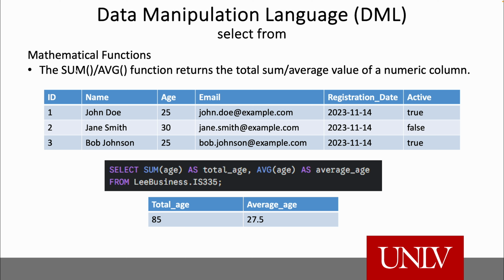The SUM function and AVG function are also very popular. They return the total sum or the average value of numeric columns. So for example, if we want to select the sum of age, which is adding them together, and then the average age, which is the average value of all the ages, we get 85 if we add them all together, and then the average value will be 27.5.